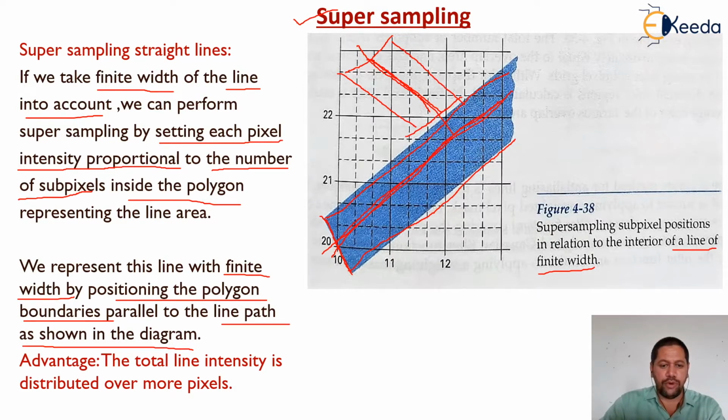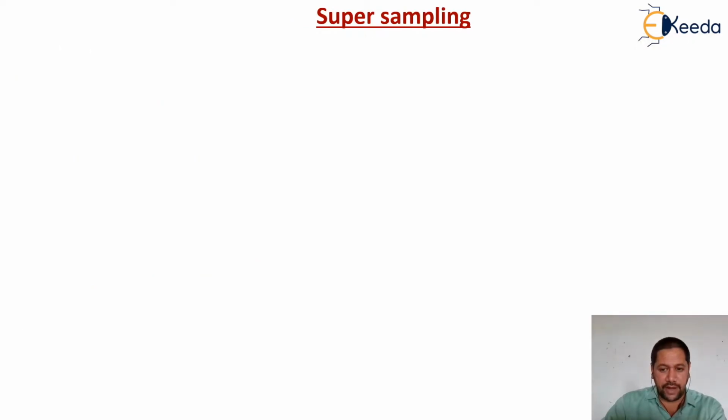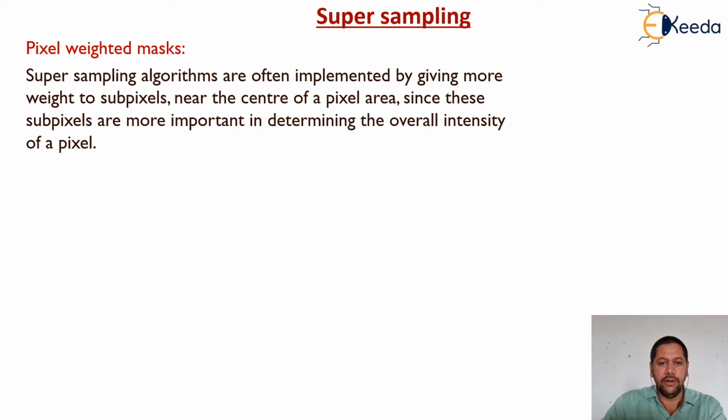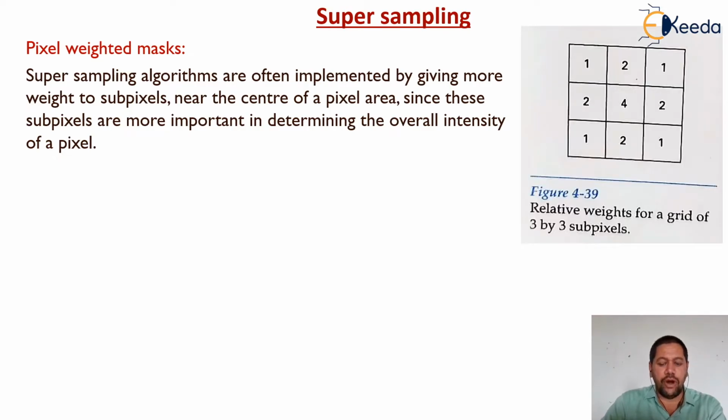Before moving to the next slide, I think we should just mention the advantage here. The advantage is that the total line intensity is distributed over more pixels, because I have divided it into a number of subpixels. So the total line intensity is distributed over more pixels, and the aliasing effect is removed. Let us move to the next slide to understand the method.